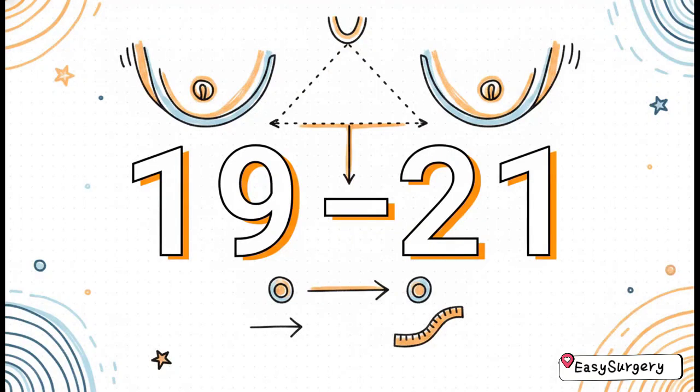Now, 19 to 21. What exactly does this specific number represent? Well, if a patient is suffering from severe neck and back pain due to breast hypertrophy and they opt for an inverted T or WISE pattern breast reduction, the surgeon has to map out an equilateral triangle from the suprasternal notch down to the nipples. The precise distance required between the two newly placed nipples to ensure perfect anatomical symmetry, it's exactly 19 to 21 centimeters.